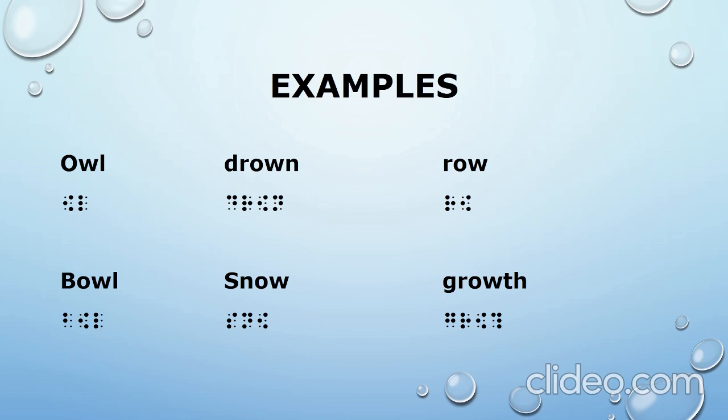And lastly, growth. So here we have GR, then the contraction for OW, and TH can also be contracted because we learned in the previous video that TH can also be contracted as a strong contraction with dots 1, 4, 5, 6.